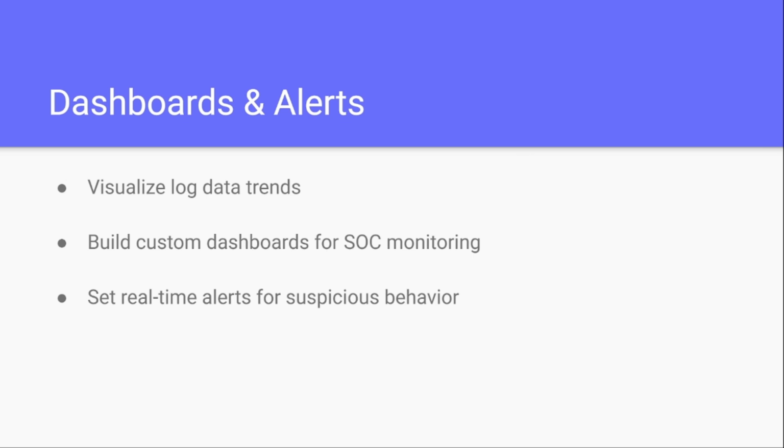Alerts notify security engineers immediately when suspicious activity is detected. For instance, an alert might trigger if a user logs in from a foreign IP address, or if there's a sudden increase in traffic. Security engineers can then act quickly, reducing the impact of potential attacks.